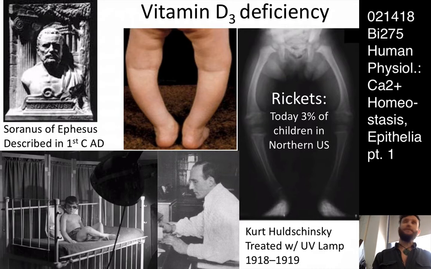And that deficiency may be subclinical, where it just is leading to a chronic bone density issue, or it may be clinical, and the clinical manifestation is what we call rickets. So rickets was first identified by Soranus of Ephesus in the 1st century AD.